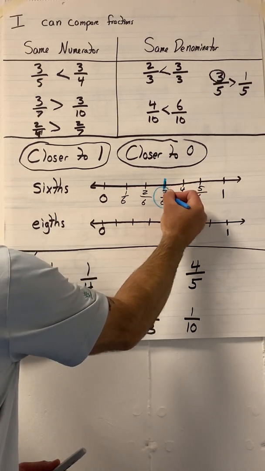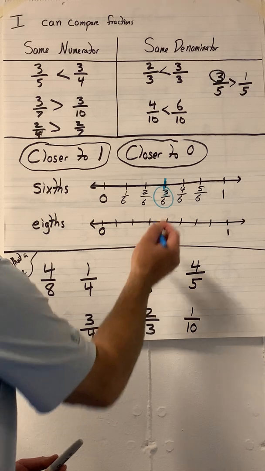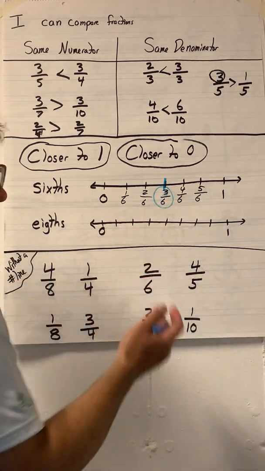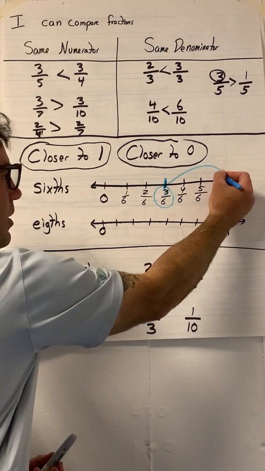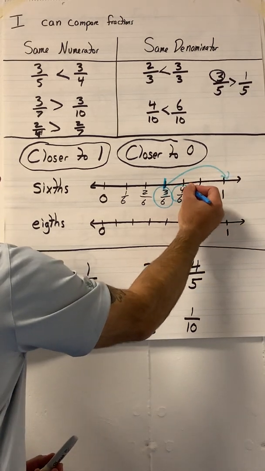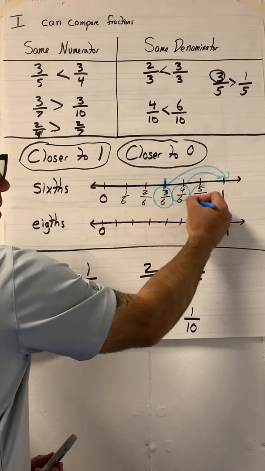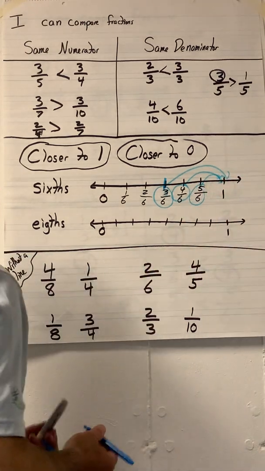3 out of 6, 3 is half of 6. So 3/6, it's just like rounding when we round up. So 3/6 would go to 1. So then obviously 4/6 would go to 1. And 5/6 would go to 1.